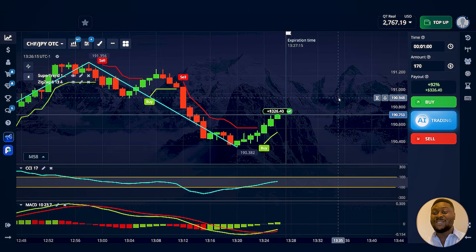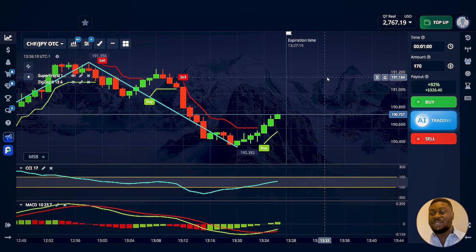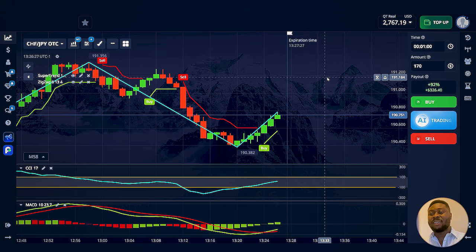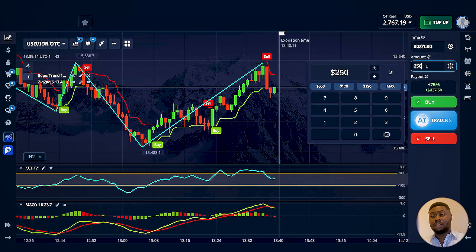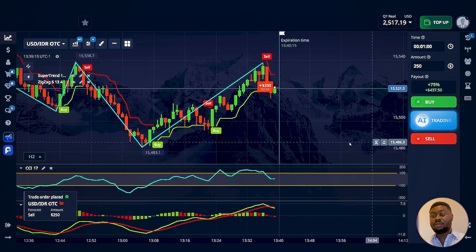The price continued to rise and I made profit. My account has increased to $2,767. There have already been 2 profitable trades in a row. There's still a couple of trades ahead. What do you think the final result of the session will be? This time the trade amount will be $250 and my forecast is the price will decrease. Now I'll open the trade by pressing the red button.